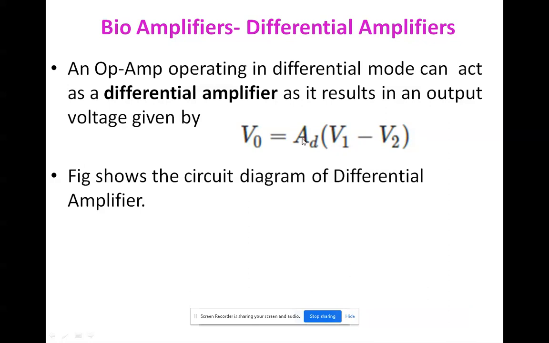So AD is the gain ratio, the multiplying factor. We call it the gain. Basically, only the difference of the two input voltages will be the output of the differential amplifier. That's why it is named a differential amplifier: the difference of two inputs.